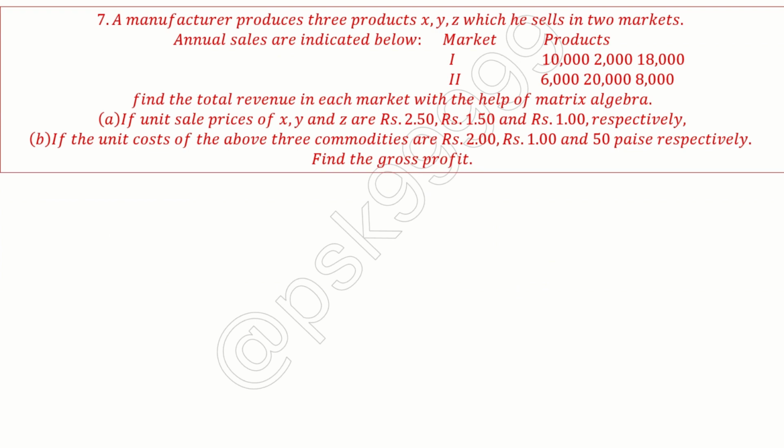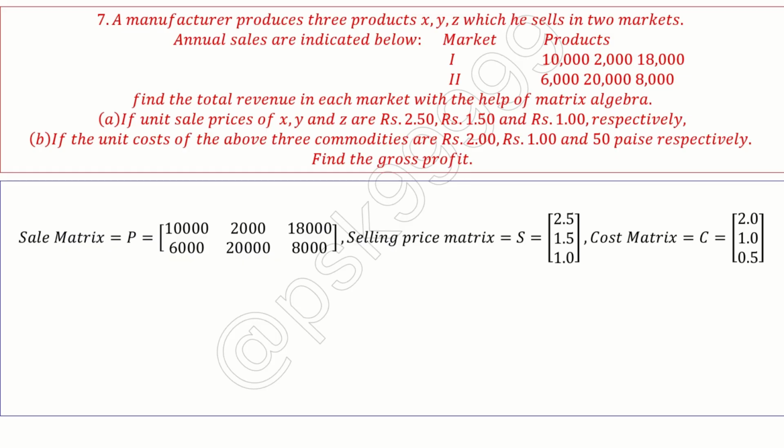Next. Okay, a manufacturer produces three products X, Y, Z, which he sells in two markets, market one and market two. In market one, he sells these three products in the numbers 10,000, 2,000, 18,000, and in market two, he sells 6,000, 20,000, and 8,000. Find the total revenue in each market with the help of matrix algebra, if the unit sale prices of X, Y, Z are 2.5, 1.5, and 1 respectively. Then the unit cost of the above commodities is this; this is cost, this is sale price. So we can definitely find gross profit easily.